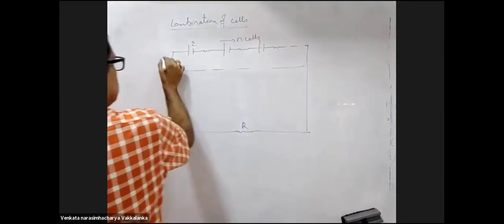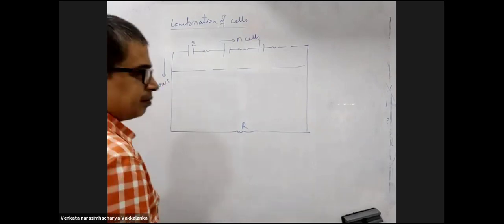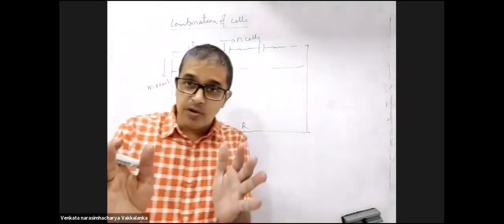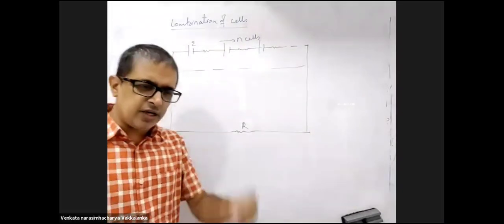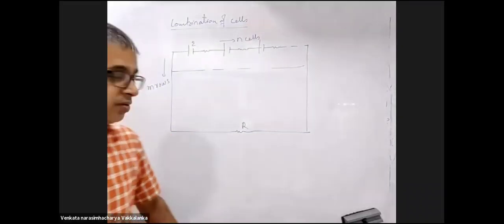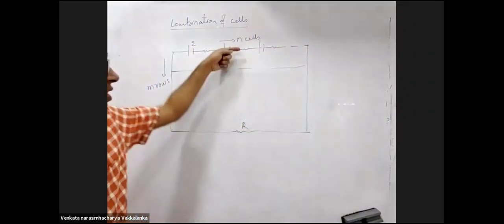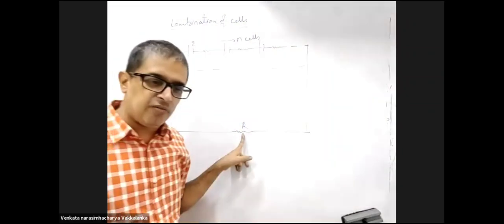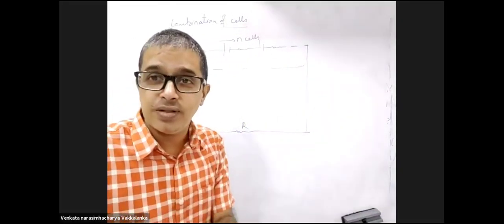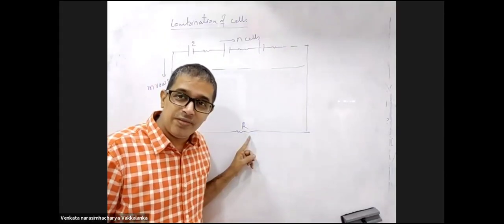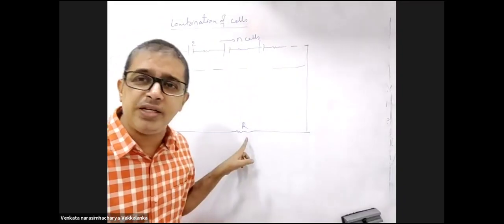N cells in series, M such type of rows. You are given a fixed number of cells. That means M into N is fixed. You are given 100 cells, 200 cells, 300 cells, identical cells, whatever the number may be. Arrange them in series and parallel such that you have maximum power going through capital R. R is fixed. He didn't give you this as a variable. If R is fixed, maximum power will be when current is maximum through this.